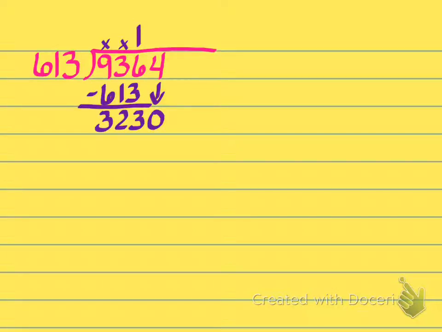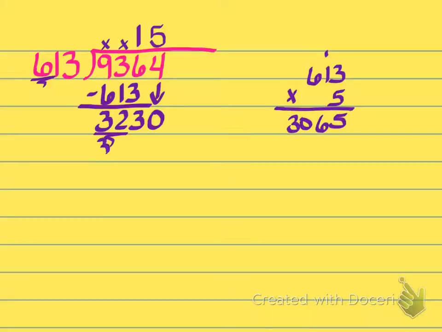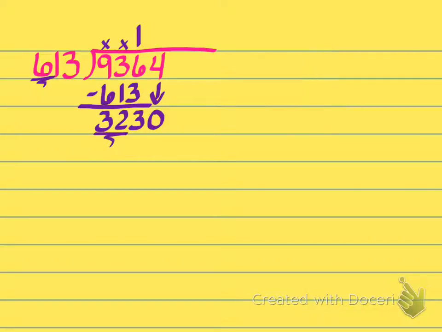So what I like to do is look at the front-end numbers. In 613, our divisor, I'm thinking about the 6, and in the 32, I think to myself, well, how many times does 6 go into 32? I know 6 times 5 gives me 30, so therefore I'm going to start with that.